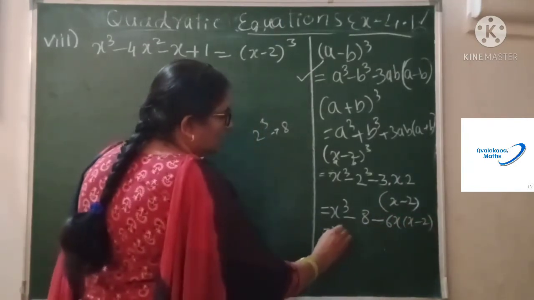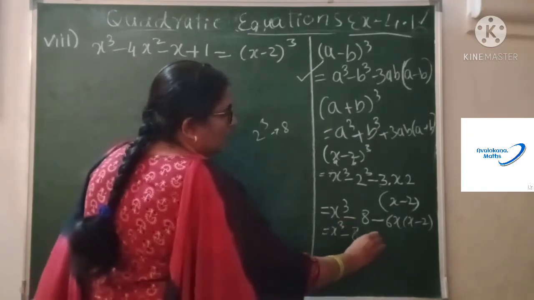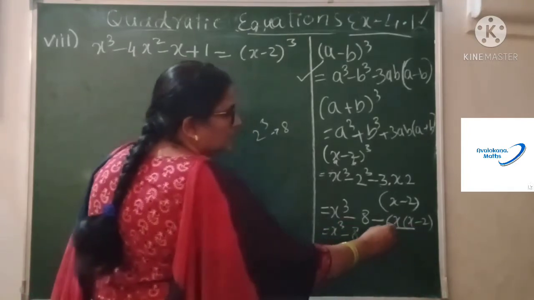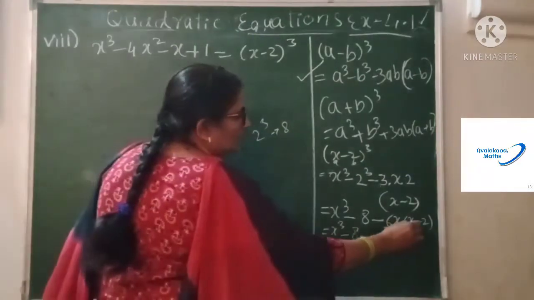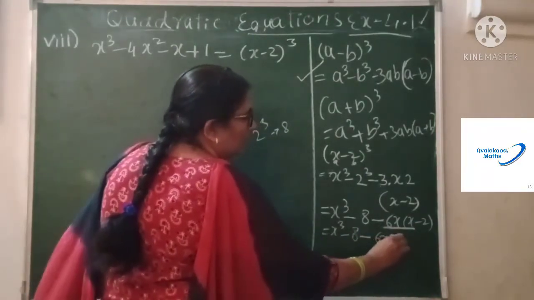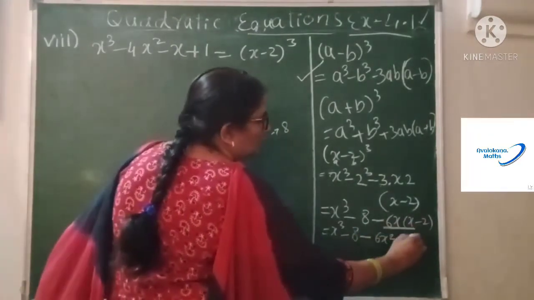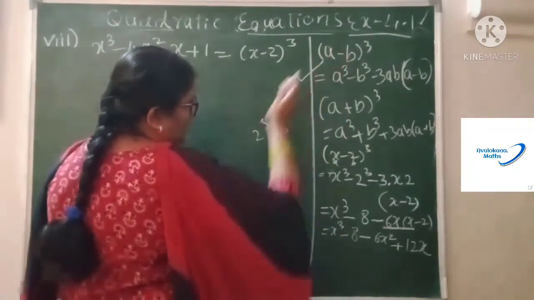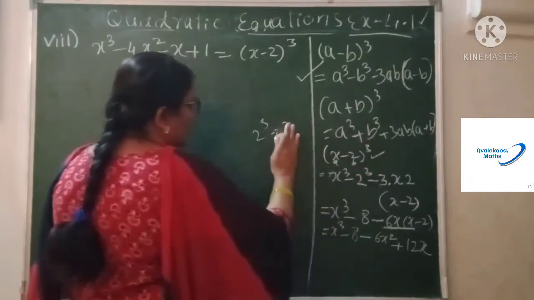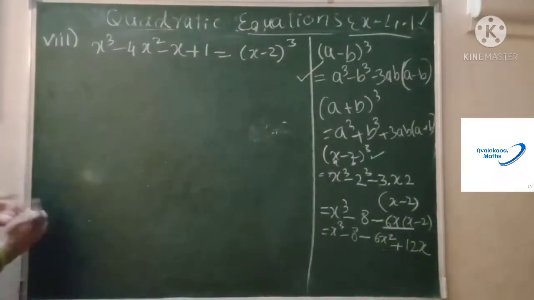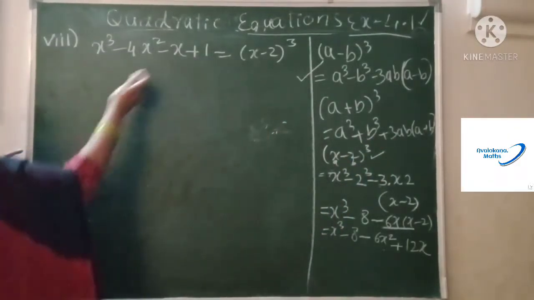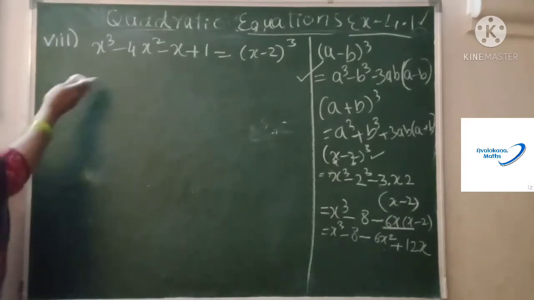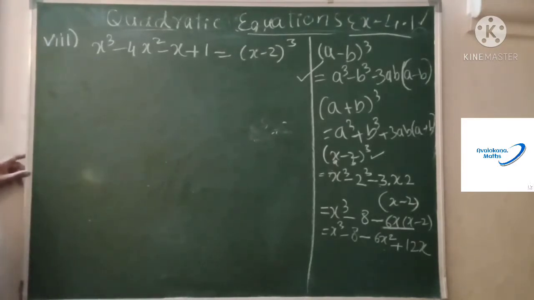So this one you are getting as x cube minus 8 minus 6x, and this one multiplied: 6x into x is 6x square, minus minus plus, 6 2s are 12x. This is the expansion of this one, your (x minus 2) whole cube. Now listen. The same thing I am writing. The RHS and LHS we can't simplify because all are different terms only.